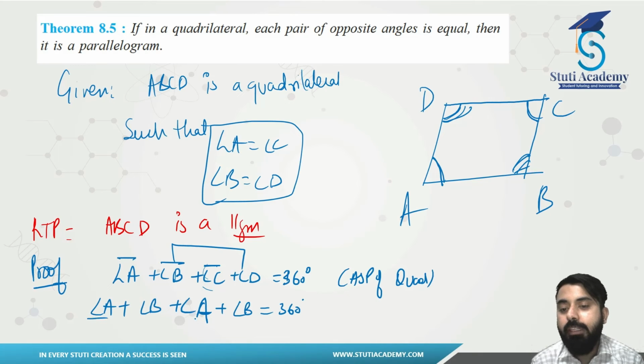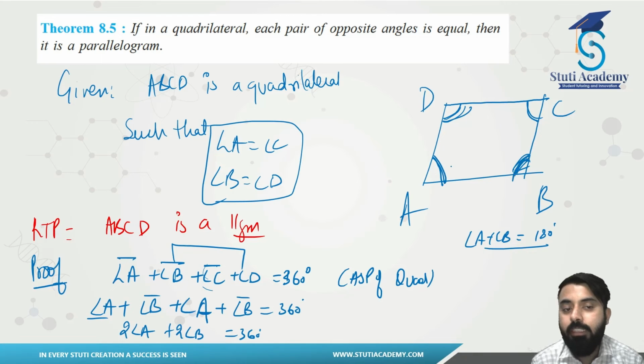Now you guys see, twice of angle A plus twice of angle B is equal to 360. If this is the case, then I can say angle A plus angle B equals 180. You guys see, the sum of two adjacent angles, or you can say co-interior angles, is 180. Then the lines are parallel. You can say AD is parallel to BC.